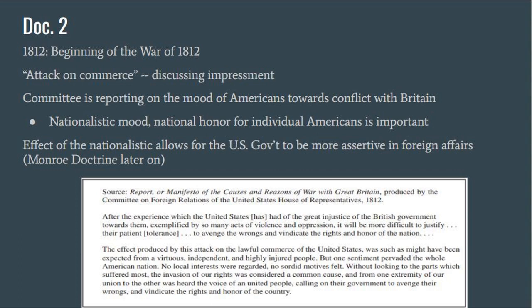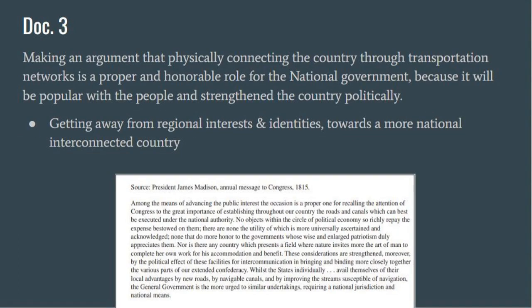That would help a student work their way towards the complexity point. The next document is from President James Madison, who is making a very Henry Clay type argument about the importance of physically connecting the country through canals and roads. He says it is a proper role for the national government to engage in that type of interstate projects because it will be popular with the people and will strengthen the country politically.